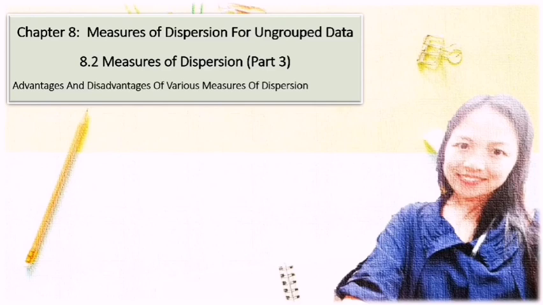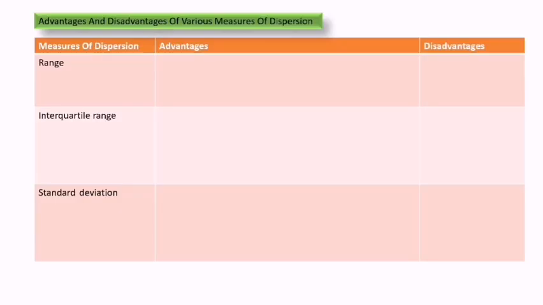Today teacher will teach advantages and disadvantages of various measures of dispersion. We have learned three types of measures of dispersion in this chapter, which is range, interquartile range, and standard deviation. The range is the measure of dispersion easiest to calculate. However, the range cannot provide a good overview of how the data is distributed.